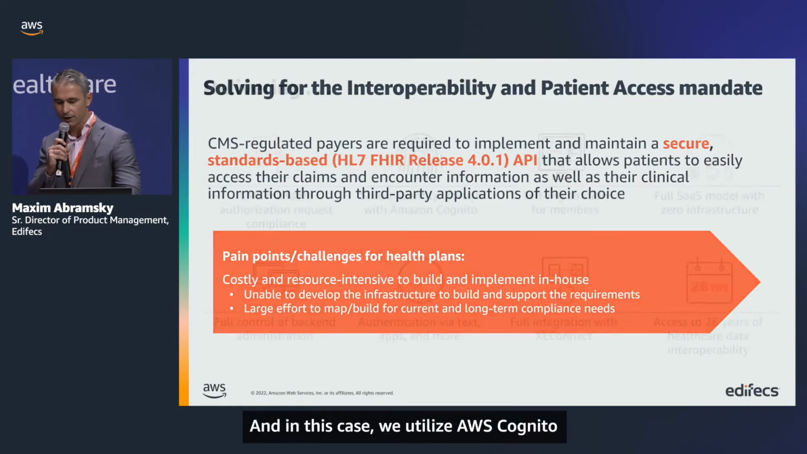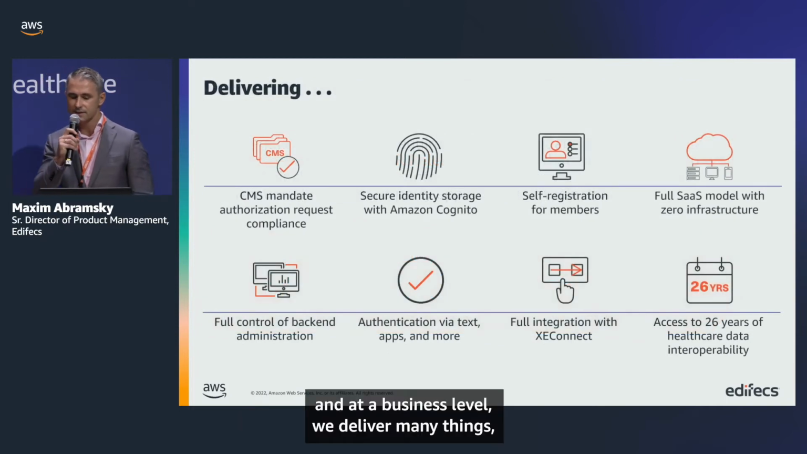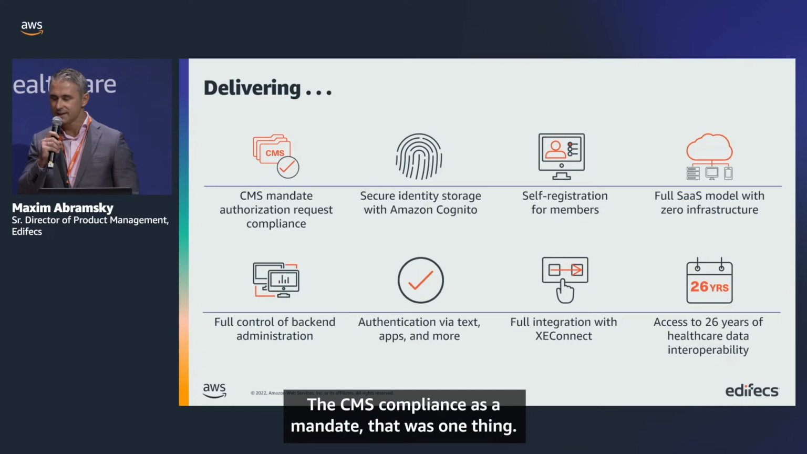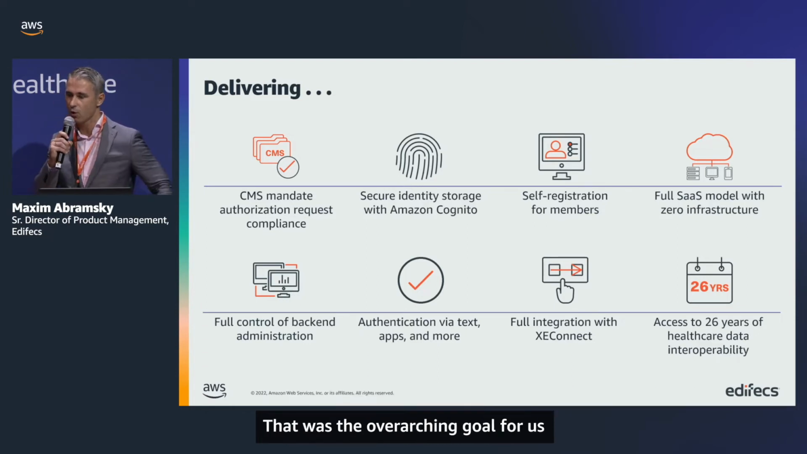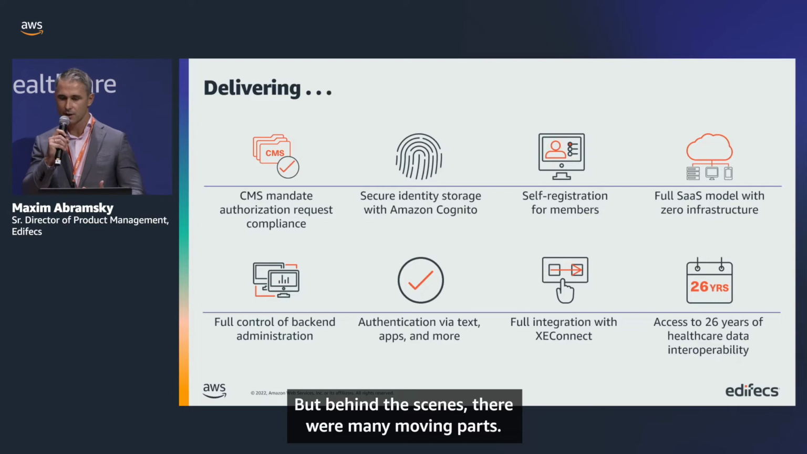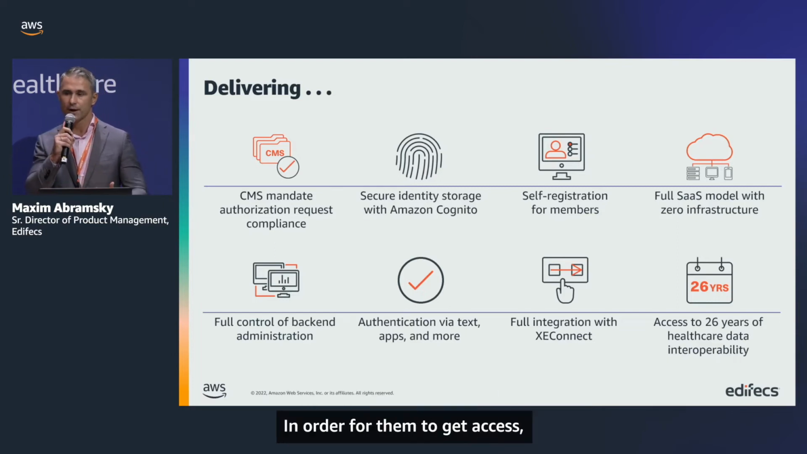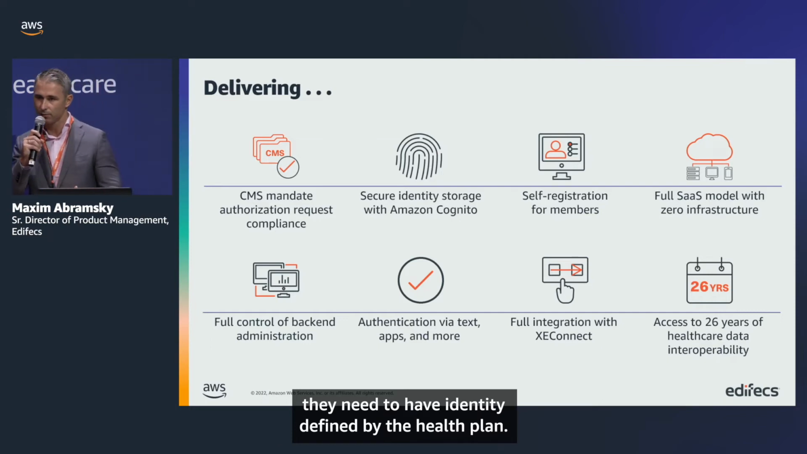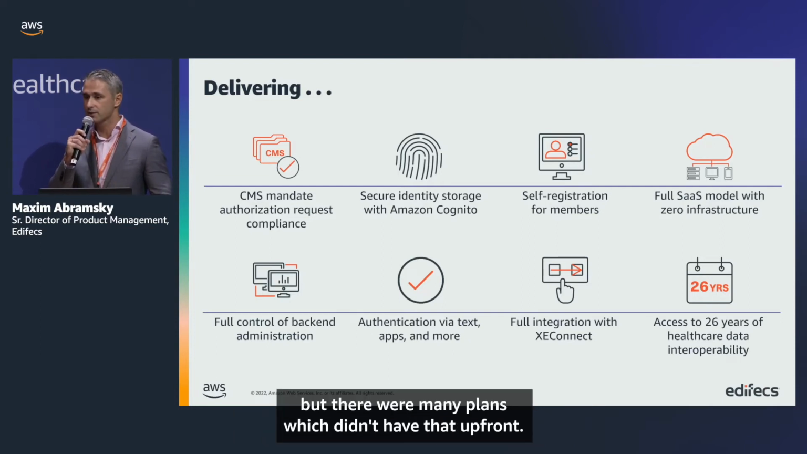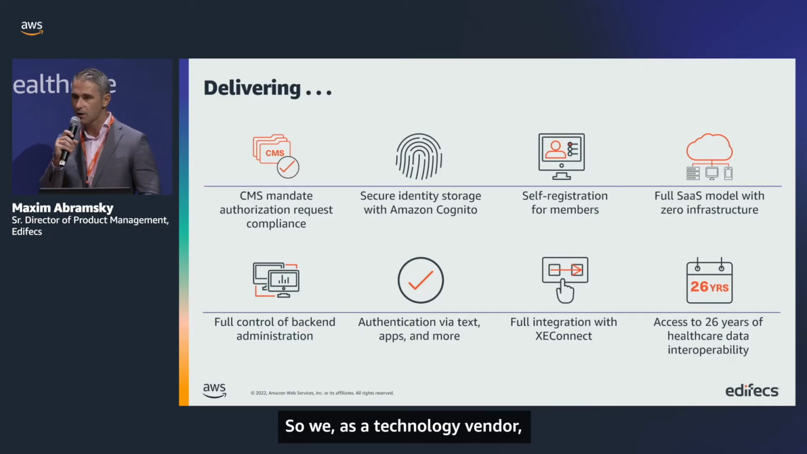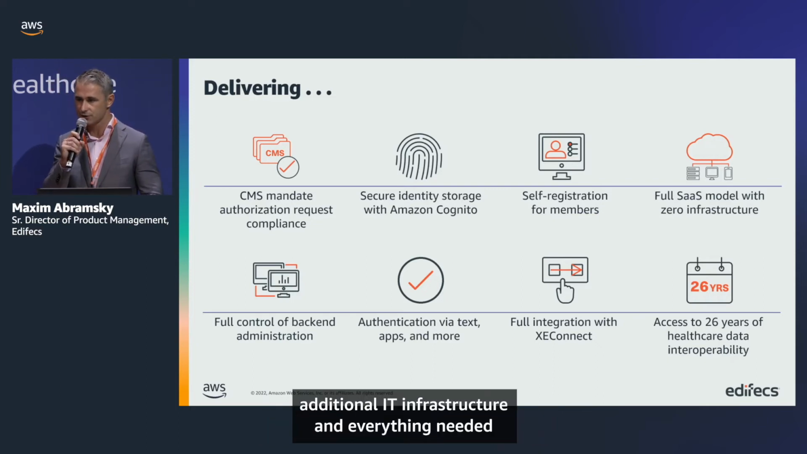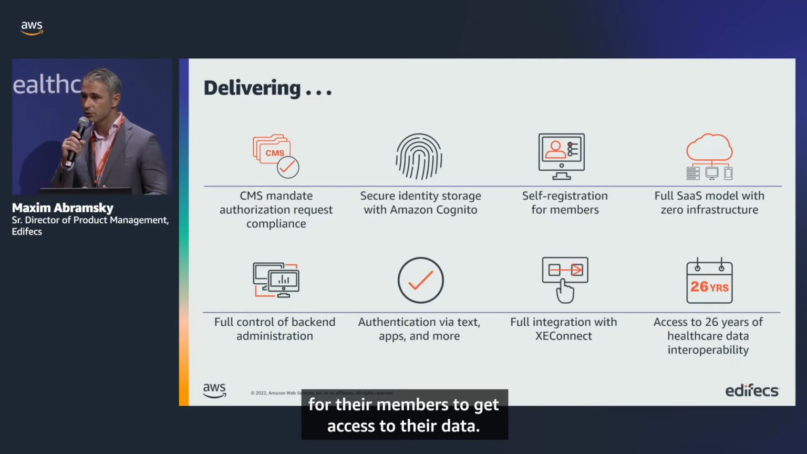In this case, we utilize AWS Cognito, and at a business level, we delivered many things which comprise our solution. CMS compliance as a mandate was one thing. That was the overarching goal for implementing this solution. But behind the scenes, there were many moving parts. Members need to get access to their data. In order for them to get access, they need to have an identity defined by the health plan. Some health plans already had things like member portals or other IDPs, but there were many plans which didn't have that upfront. So we, as a technology vendor, needed to step in and provide them with additional IT infrastructure, and everything needed for their members to get access to their data.